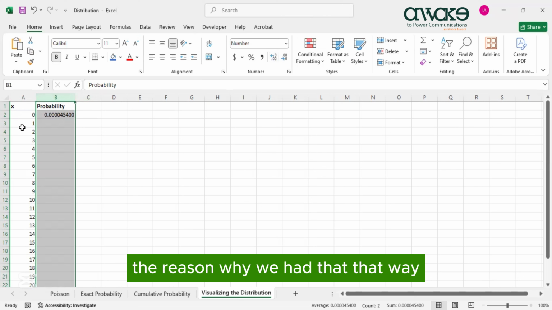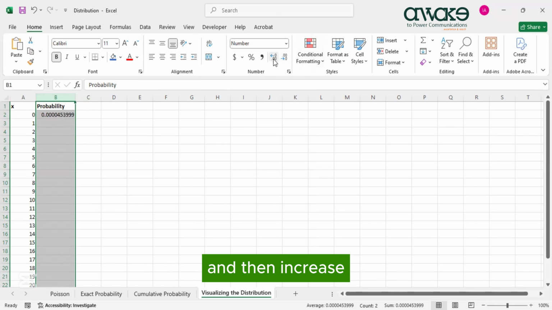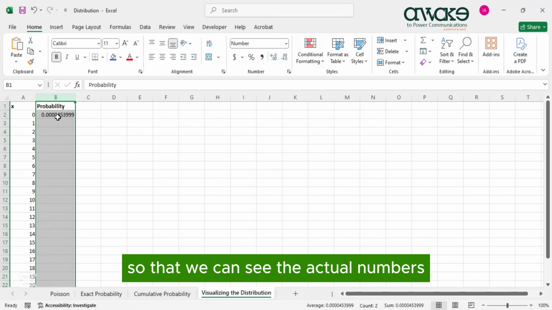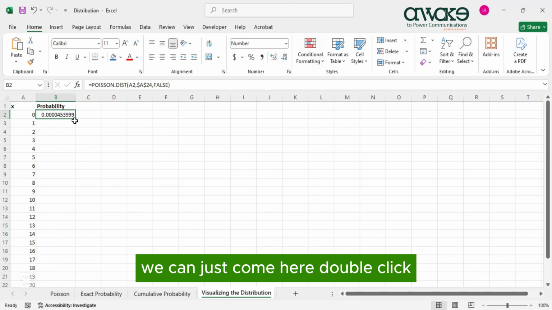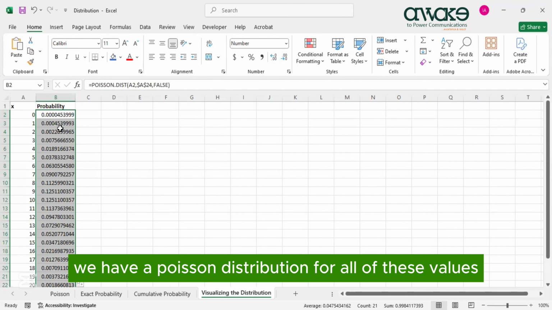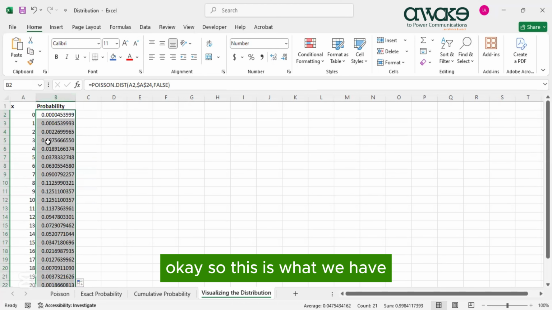The reason why we had it that way is because of the way the values were. So that is why I put it on numbers and then increased decimal, so that we can see the actual numbers. Okay. So now, if we autofill this, we can just come here and double click. So we have a Poisson distribution for all of these values. Okay, so this is what we have.